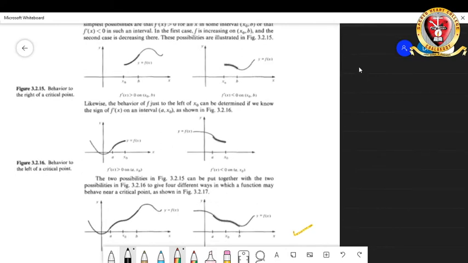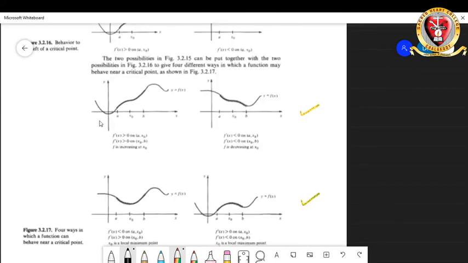Okay, so as an illustration, you can see this. This point is x0. To the left of x0, in the open interval (a, x0), we know that the function is increasing. And to the right of x0, the function is increasing. So in total, we can say that f is increasing at x0. Now look at this figure. To the left of x0, the function is decreasing, and to the right of x0, again the function is decreasing. That means in total we can say that f is decreasing at x0. That is the observation we get from the two figures.